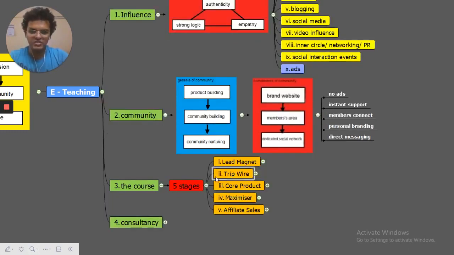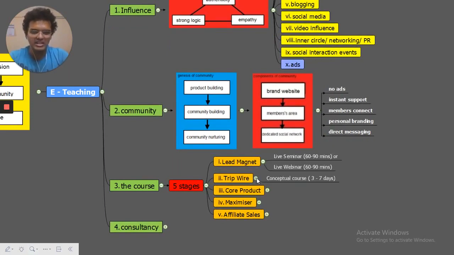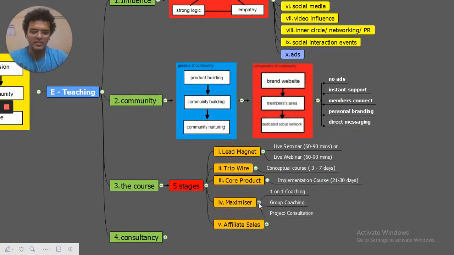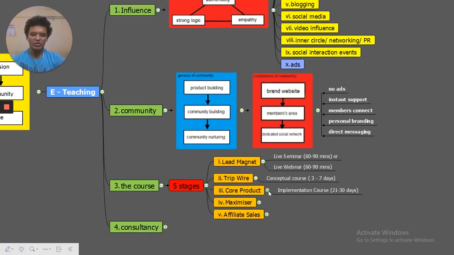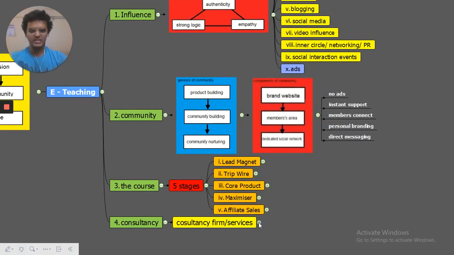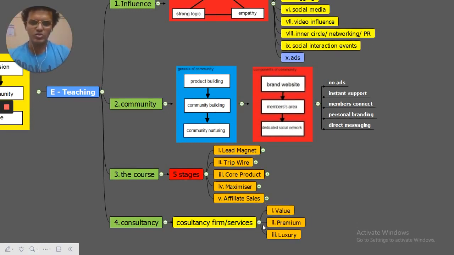And the course. This shall have 5 stages, one being the lead magnet, which shall be a 60 to 90-minute webinar or seminar, and then a tripwire. This shall be a conceptual course of 21 to 30 days, sales maximizer. This shall be either a one-on-one coaching or a group coaching or a project consultation. The 5th stage shall be of affiliate sales. You sell tools and products that go with your course, services related to your expertise. You can price it and value it based on your hierarchy.